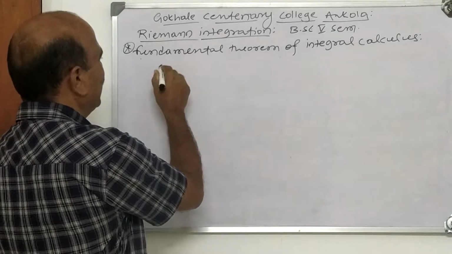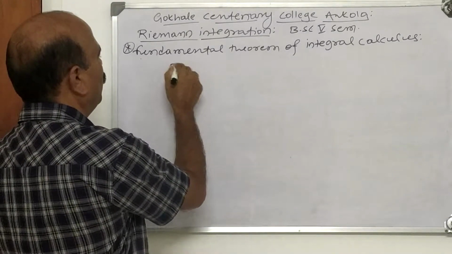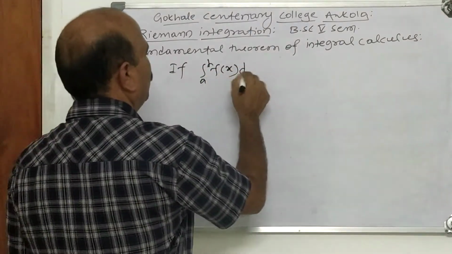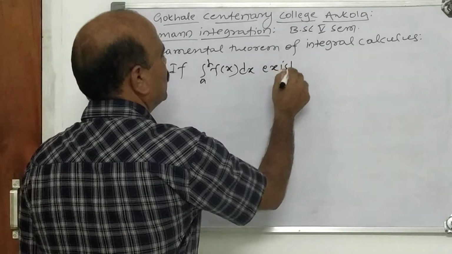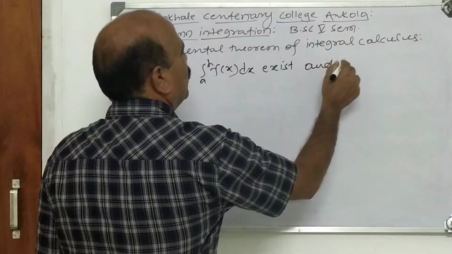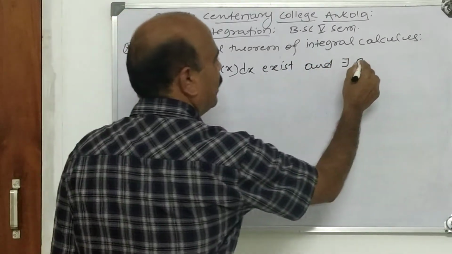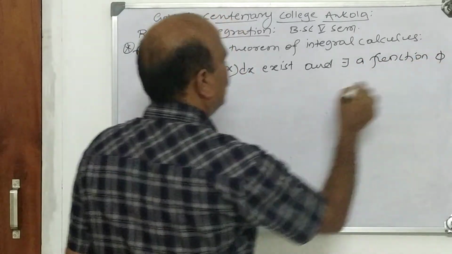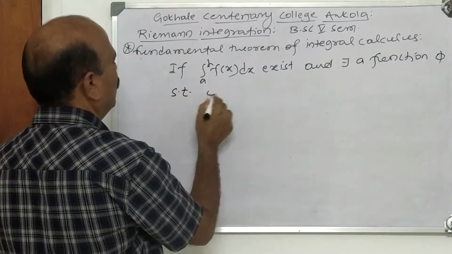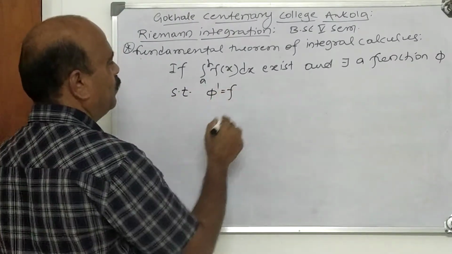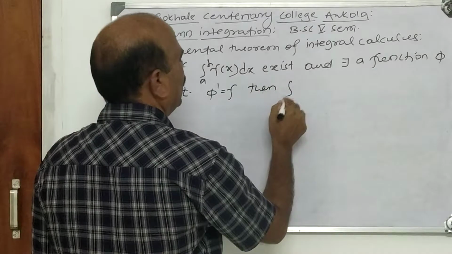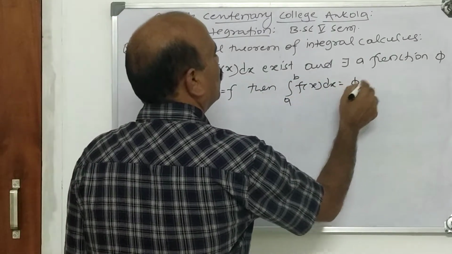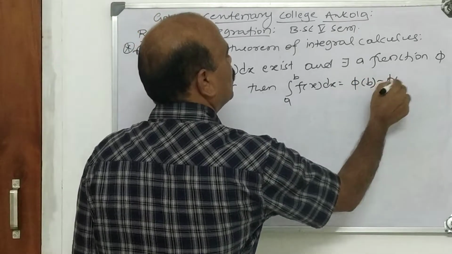Now, the theorem statement is like this: if integral a to b f of x dx exists, and there exists a function pi such that pi dash is equal to f, then integral a to b f of x dx is equal to pi of b minus pi of a.